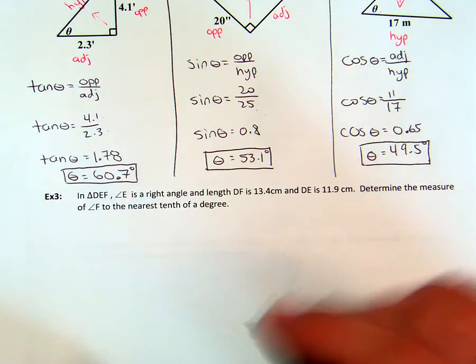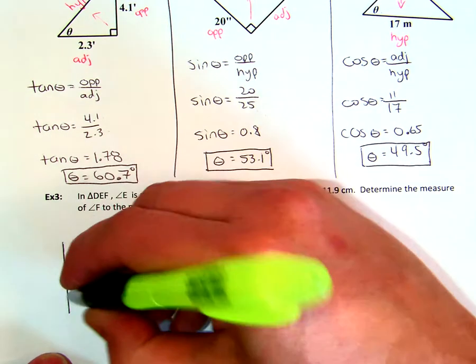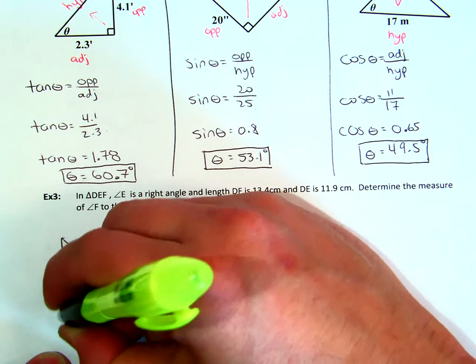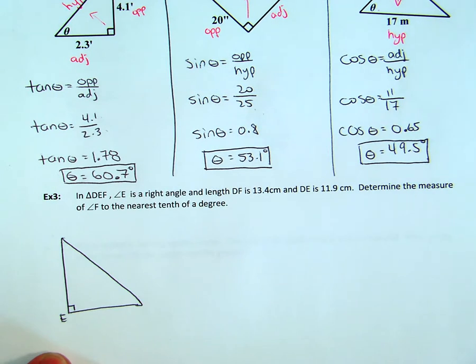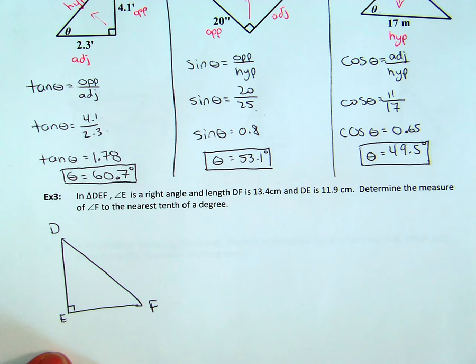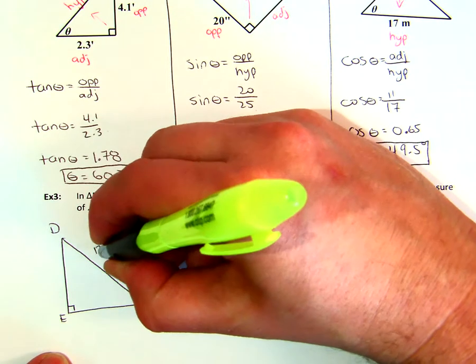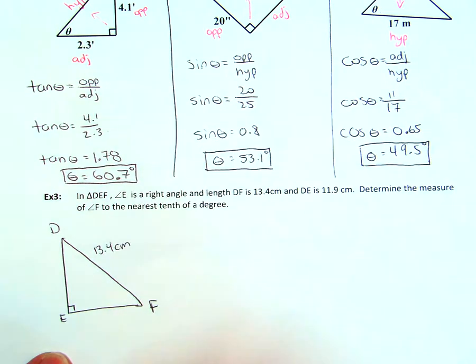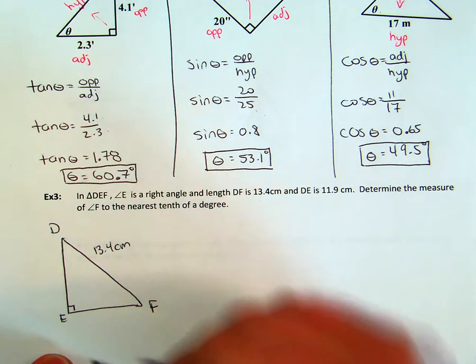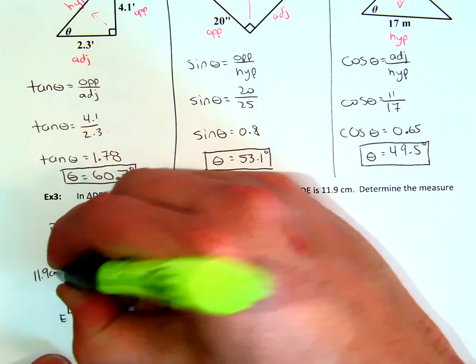So I'm going to draw a triangle, and I know E is a right angle. So here's my triangle. E is a right angle. So there's my right angle at E. I know that DF, they tell me what DF is. It doesn't matter where I put D and F. So here's D up here and F there. If you switch it, it won't matter. It'll look different, but you'll get the same answer. So I know DF is 13.4, so this is 13.4 centimeters. And I know that DE, so here's DE, that's 11.9 centimeters. So this is 11.9 centimeters.